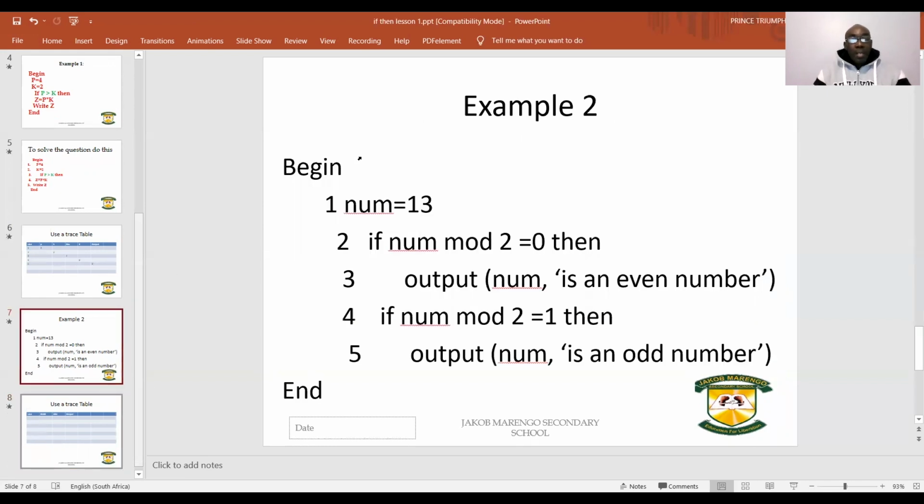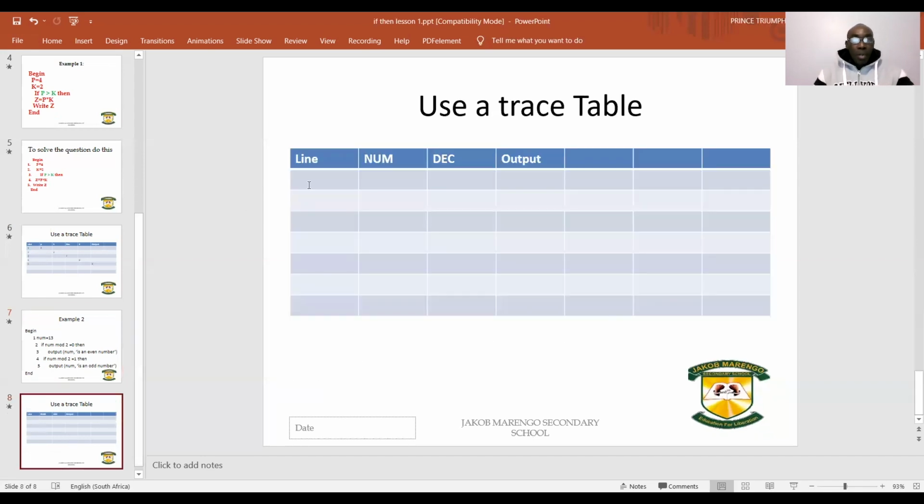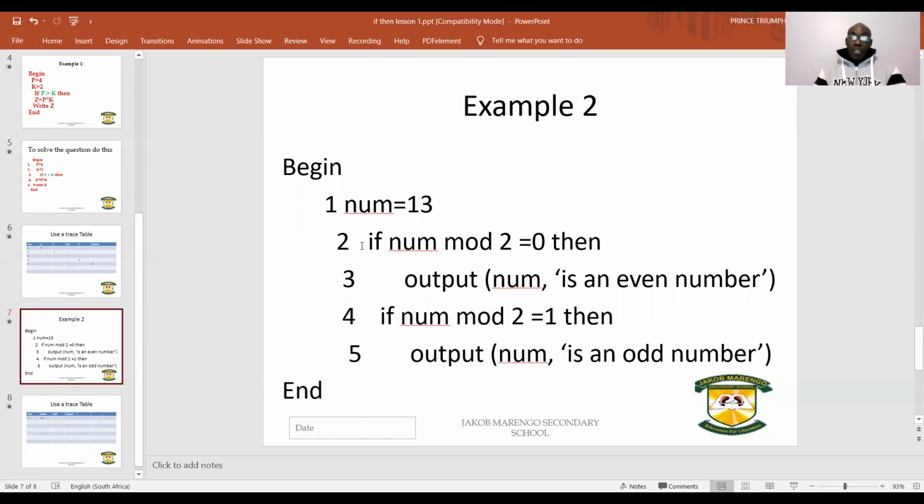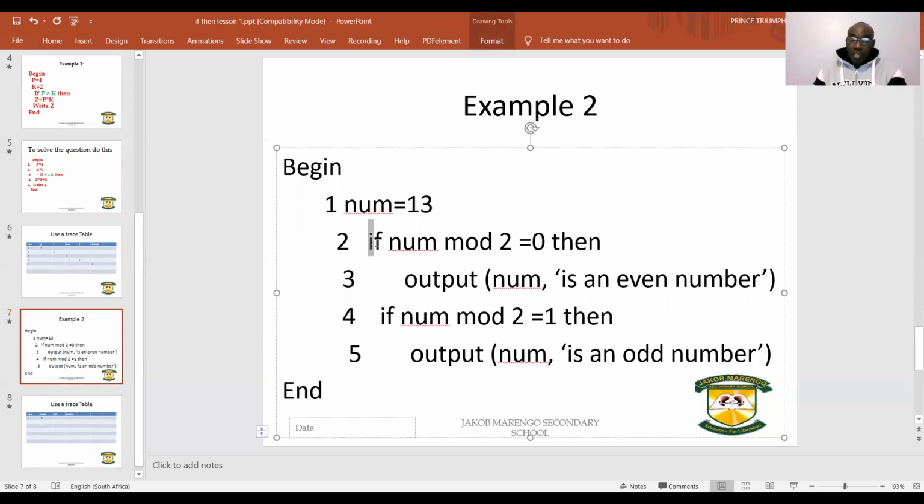So you start at line 1, num is 13. So you go to line 1, num is what? 13. Can you see that now? Then line 2 is a decision here. Is num mod 2 equal 0? Remember, I've taught you how to use mod. I've also taught you how to use div. Now, what is num? 13. Is 13 mod 2 equals 0? Is it true or is it false?